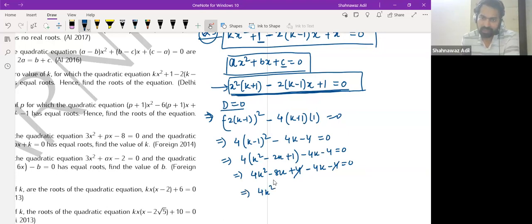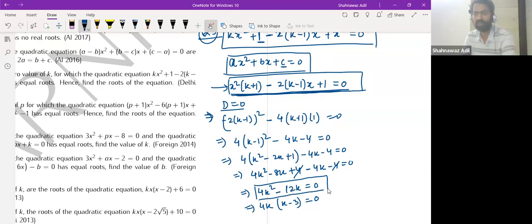That is what I was asking, right? This is minus 12k. So you get 4k common outside, k minus 3. That is why I was saying that in the last, you get a quadratic equation, Shyama. So it will have two solutions, right? One solution is k equal to 0, and the other is k equal to 3.